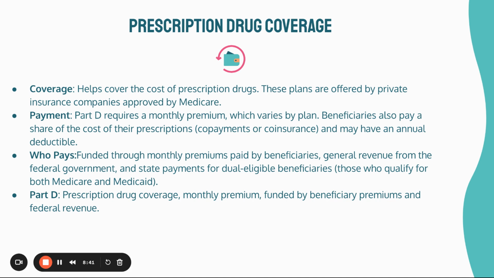So who is paying for it? Most of the time, it is funded by monthly premiums paid by beneficiaries, general revenue from the federal government, and state payments for dual eligible beneficiaries, those who qualify for both Medicare and Medicaid. So in a nutshell, Part D covers prescription drug coverage, has a monthly premium, and is funded by beneficiary premiums and federal revenue.